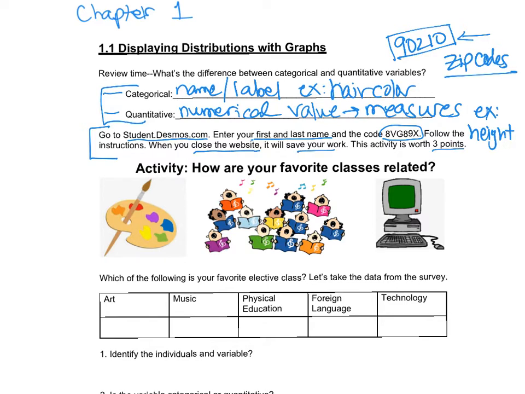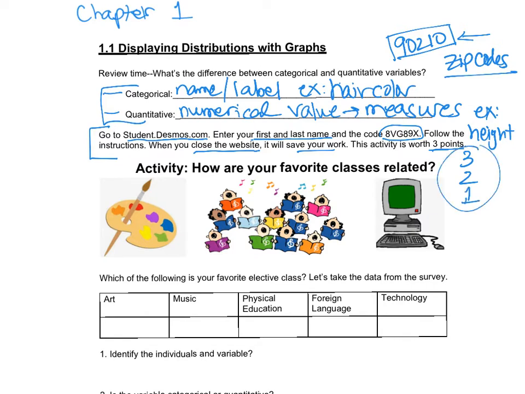So this activity is worth 3 points. It's not a homework grade. It's more like a class participation grade. If you get most of them right, you will get a 3. If you get some of them wrong, you'll get a 2. And if you get them really bad, you'll get a 1.